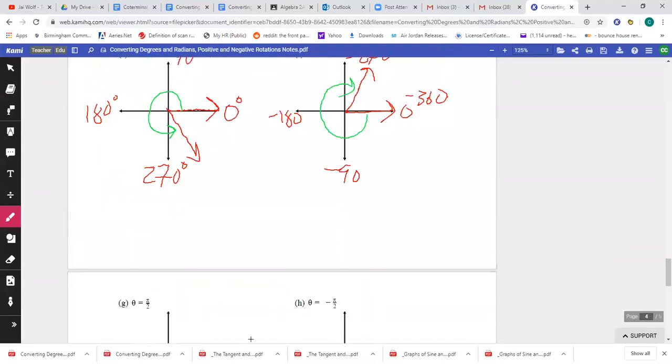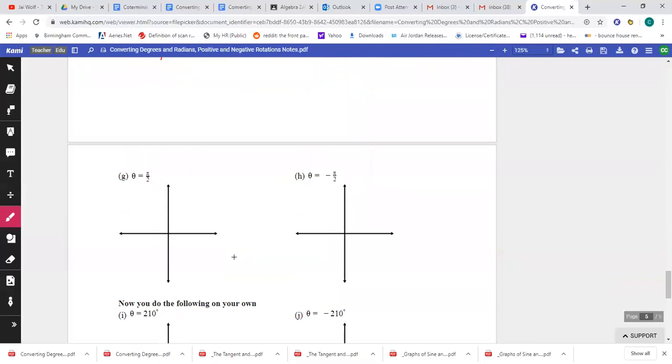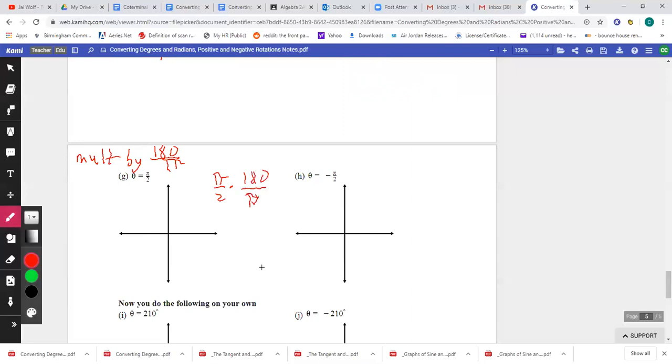Now G and H, look what happens. We have radians. How am I going to do this? Well, we just learned how to convert from radians to degrees. Remember, you multiply by 180 over pi. So if I have pi over 2 and I multiply it by 180 over pi, the pi's cancel, and 180 divided by 2 is 90 degrees.